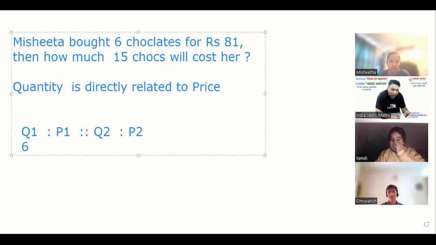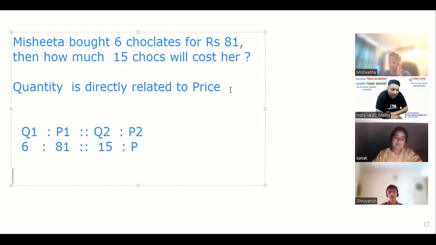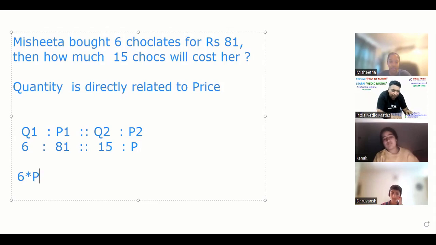How much are you paying for the first type of chocolates? 81. Okay. Next time, you have to find out how much you pay if you want to buy a quantity of 15. Let's say we want to get the price P. Now, if we apply the rule of proportion, Mishita, extreme and corner, how do you multiply? You multiply 6 times 81 and 15. 6 times P should be equal to 81 times 15.